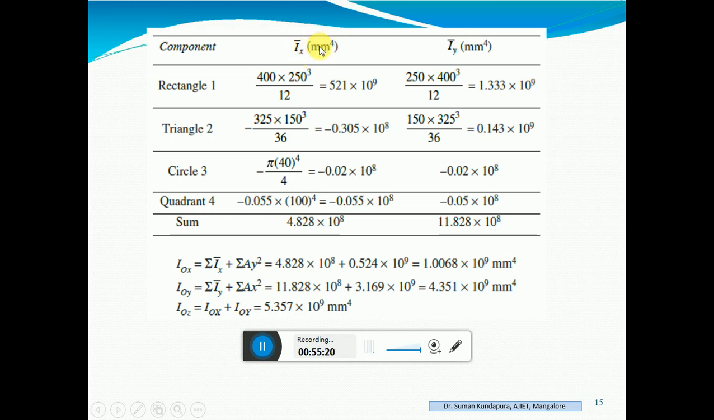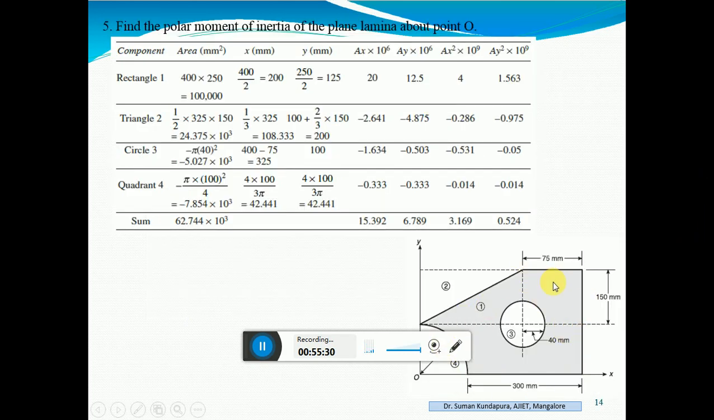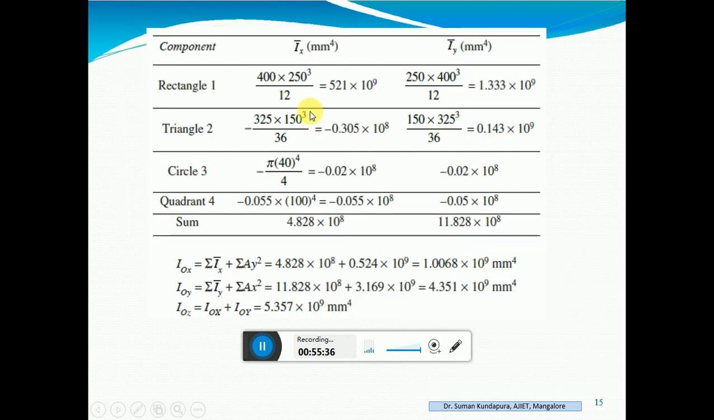Ix bar for the rectangle is b d cube by 12, d b cube by 12. So for the rectangle you take the respective b, that is 400, and d is 250. Substitute in the formulas for the moment of inertia and find out the answer for that. For the triangle, it's a cutout portion, so I am using again minus over here. B d cube by 36, d b cube by 36. Here also the minus sign will come.